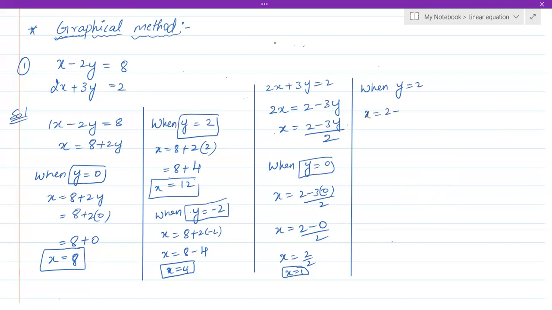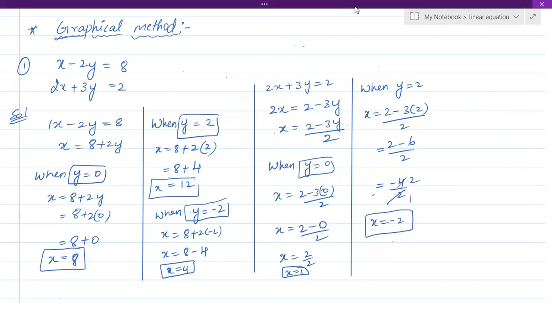x is equal to 2 minus 3 into 2, divided by 2. Okay. Do not cancel this 2 and this 2. It's not correct because in the numerator there are two terms. So you have to simplify the numerator first. 2 minus 3 twos are 6, by 2. So 2 minus 6 is minus 4. Minus 4 is divisible by 2, isn't it? 2 ones are, 2 twos are. Therefore, x is equal to minus 2. We got the value. Let's find one more.